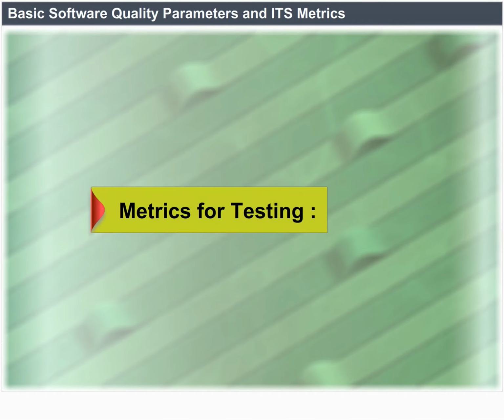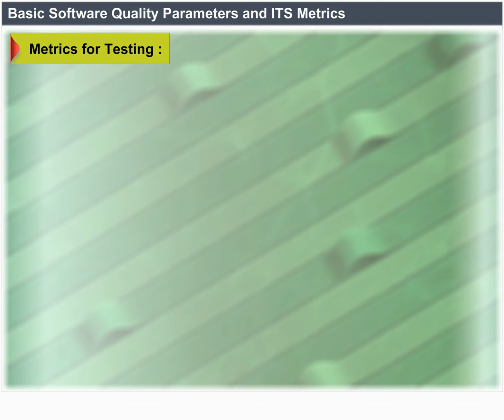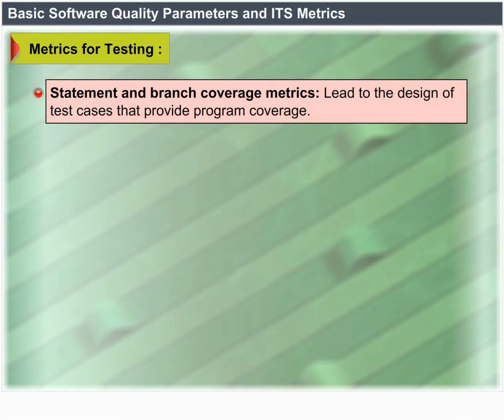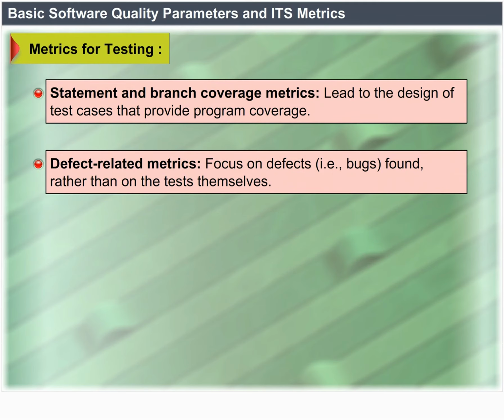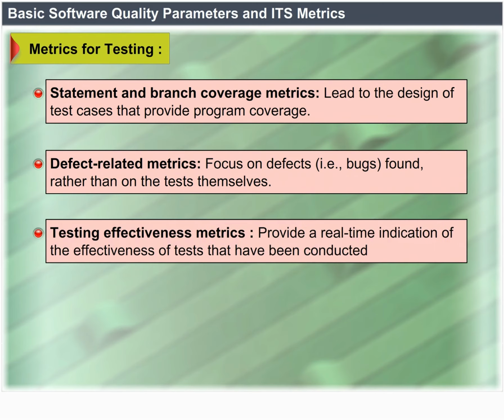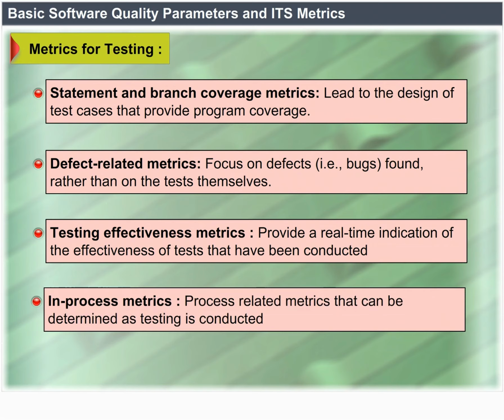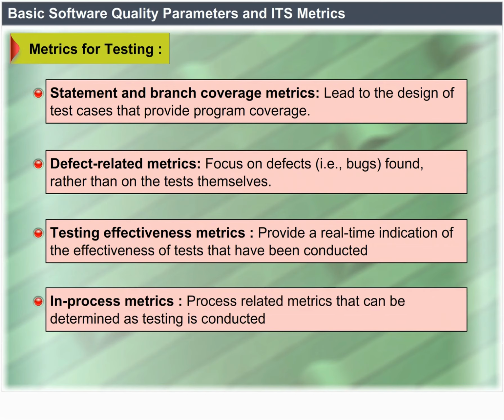Metrics for testing. Statement and branch coverage metrics lead to the design of test cases that provide program coverage. Defect-related metrics focus on defects, that is, bugs, found rather than on the tests themselves. Testing effectiveness metrics provide a real-time indication of the effectiveness of tests that have been conducted. In-process metrics, process-related metrics that can be determined as testing is conducted.